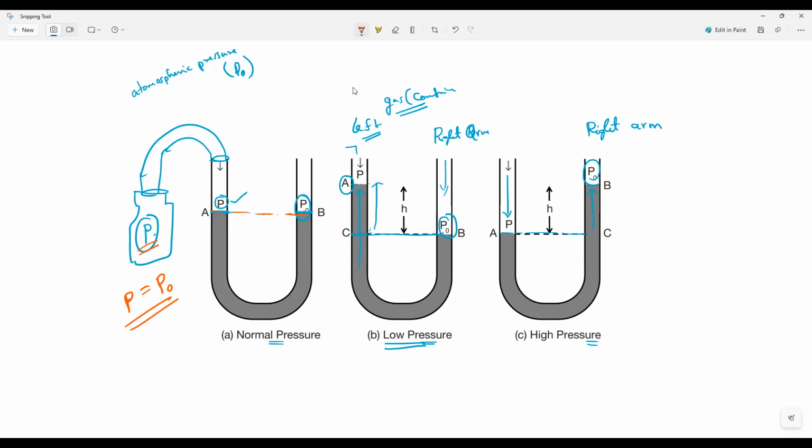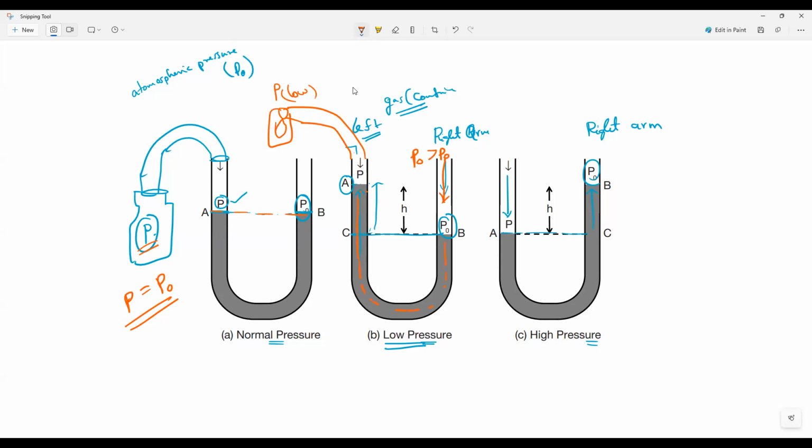Everybody? Same height. Now, the same left arm is connected to a cylinder whose pressure is low, lower than atmospheric pressure. So what will happen? Atmospheric pressure is greater than the pressure of the gas in the cylinder, so the liquid will be pushed and it will rise in this way.